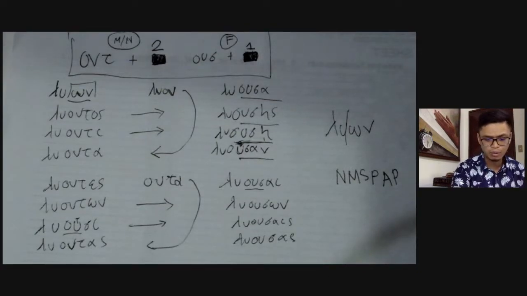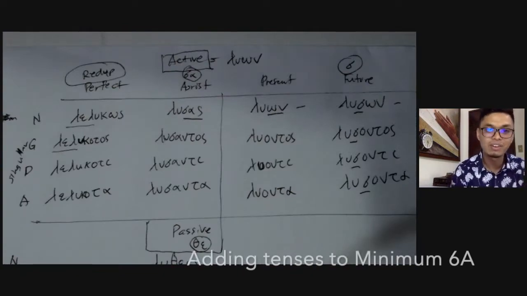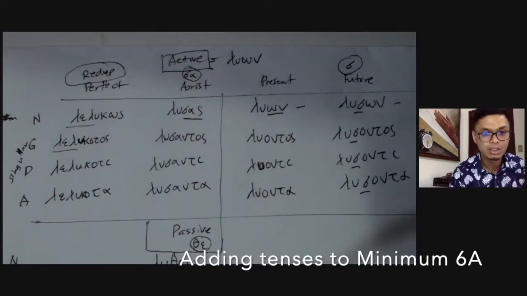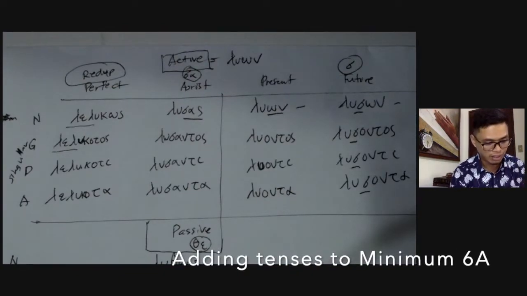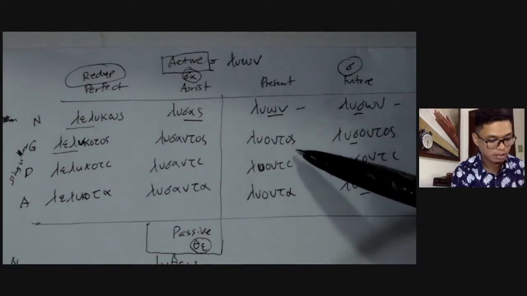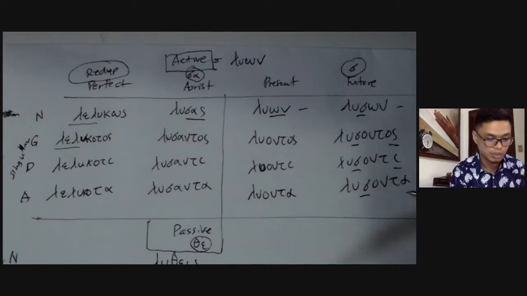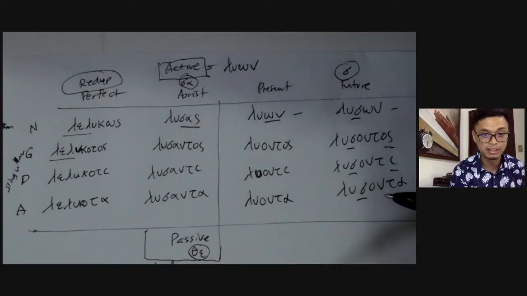Now, how do we add tense to the active participles? You will see that you have already learned the tense identifiers. So you just add the tense identifiers. Now, of course, this is nominative, genitive, dative, accusative. But all of them are using sosia, which is the minimum 2 endings.